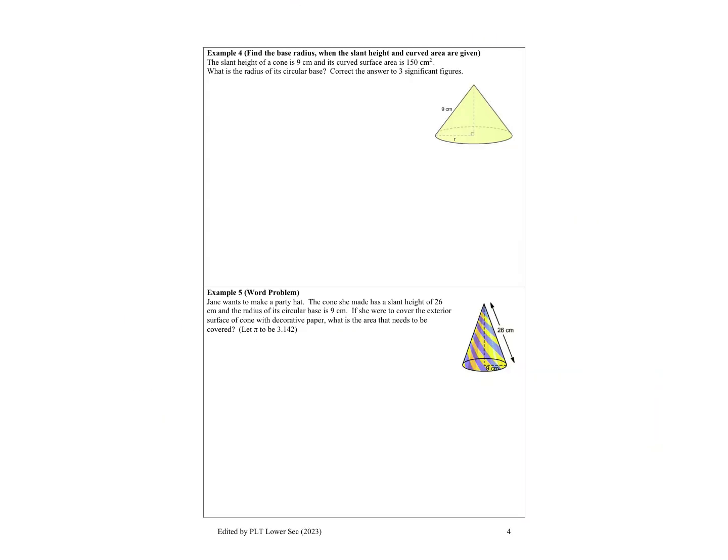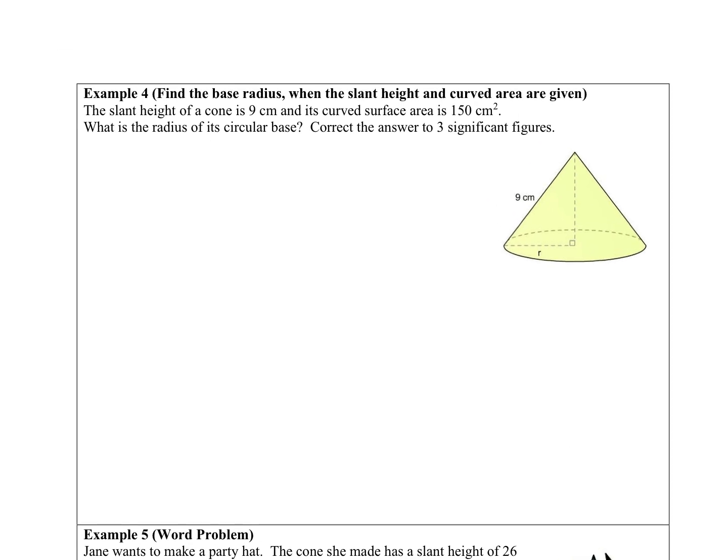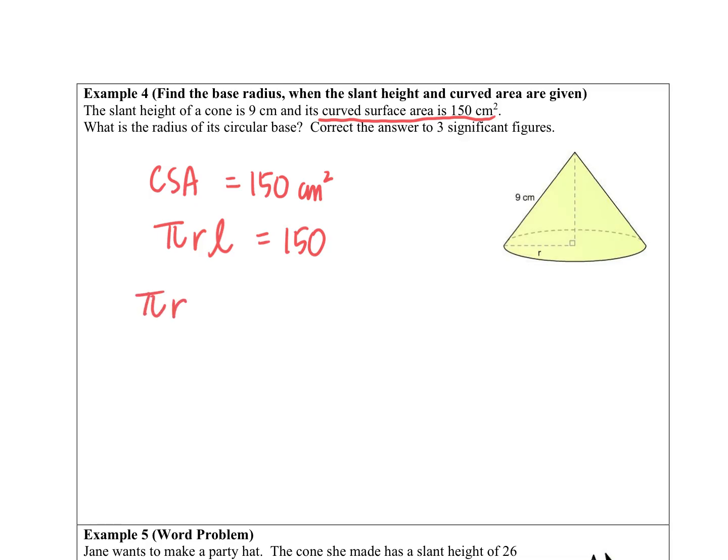Okay, next one. Curved surface area is 150. So I know the formula for curved surface area. It is pi r L. So I put in my radius as r. I don't know what it is, but I know my length is 9. So to find r, I use 150 divided by pi divided by 9.